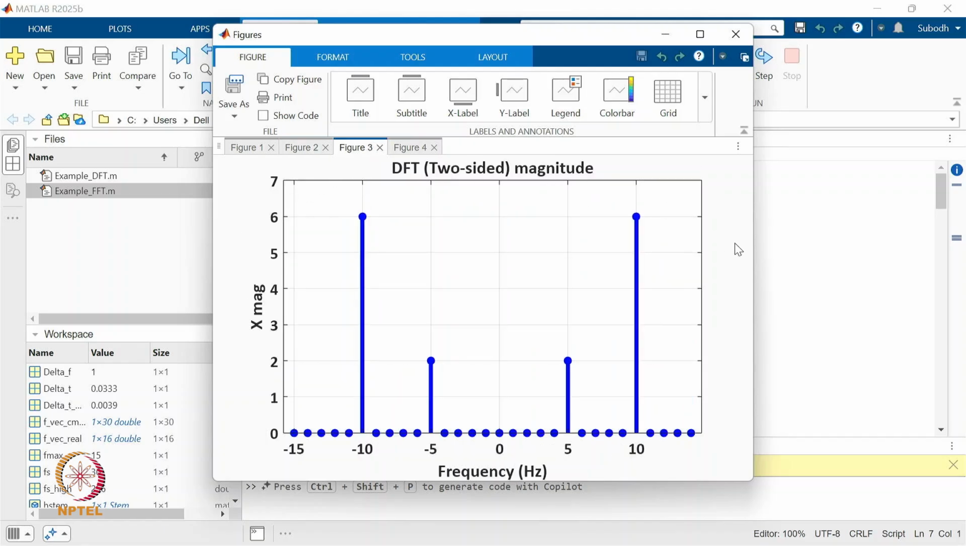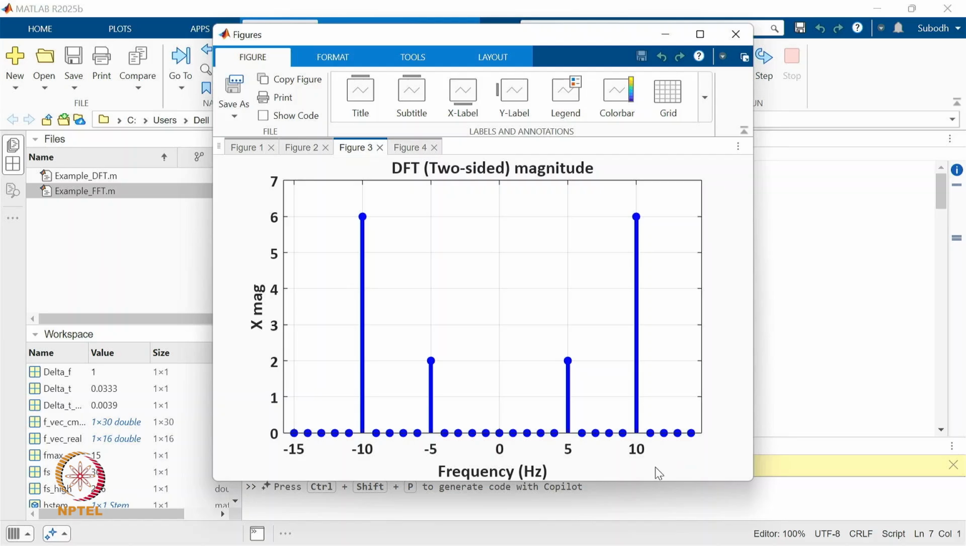So this is the complex DFT, you can see it is a two sided magnitude plot, and on the x axis it starts from minus fs by 2. So fs by 2 is 15 Hz, so minus 15 Hz, and it goes up to 14 Hz, which is one line less than 15 Hz, that is n by 2 minus 1. So all the components are there, from minus 15 Hz up to 14 Hz, and you can see it is symmetric with respect to the y axis.